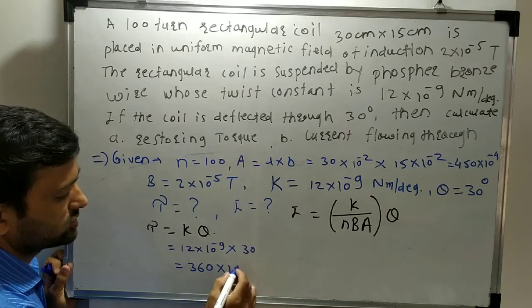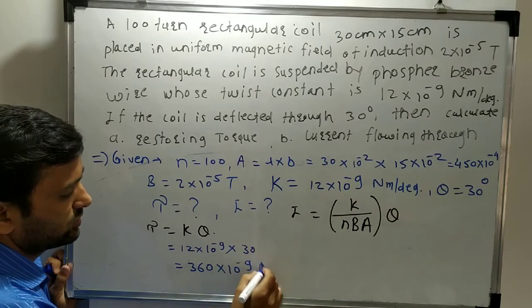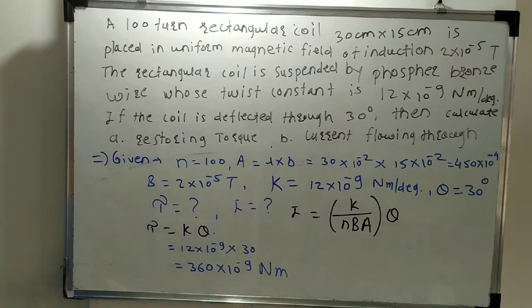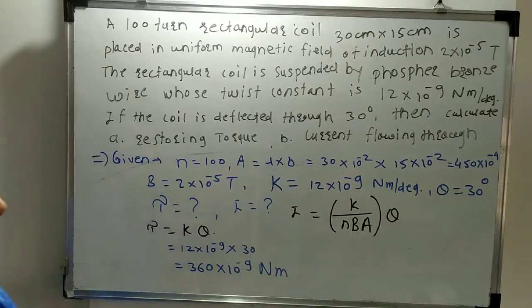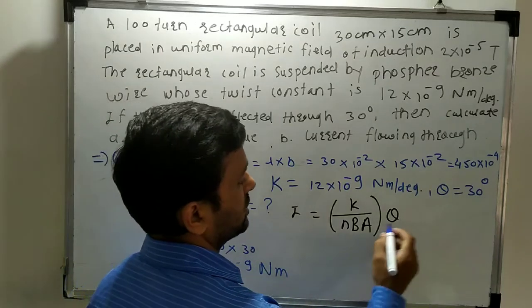360 into 10 raised to minus 9 Newton meter. What will be the value of restoring torque? It will be 360 into 10 raised to minus 9. How would you solve this numerical part? So put the values of the given terms.